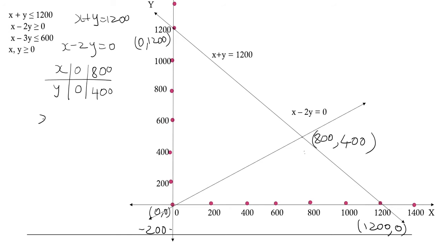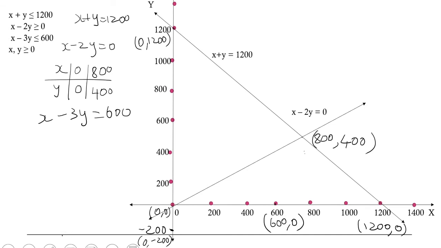The next equation is x minus 3y equal to 600. When x is 0, y is 600 by minus 3, so it is minus 200. So when x is 0, y is minus 200. This point is 0 comma minus 200. Next, when y is 0, x is 600. So this is 600 comma 0.